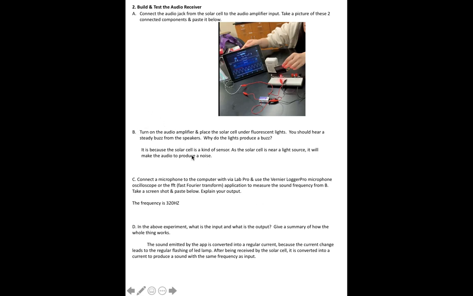For question B, it's because the solar cell is a kind of sensor. As the solar cell is near a light source, it will make the audio produce a noise. And for question C, the frequency is 320 Hz. And for question D, the sound emitted by the application is converted into a regular current, because the current change leads to the regular flashing of the LED lamp. After being received by the solar cell, it is converted into a current to produce a sound with the same frequency as the input.